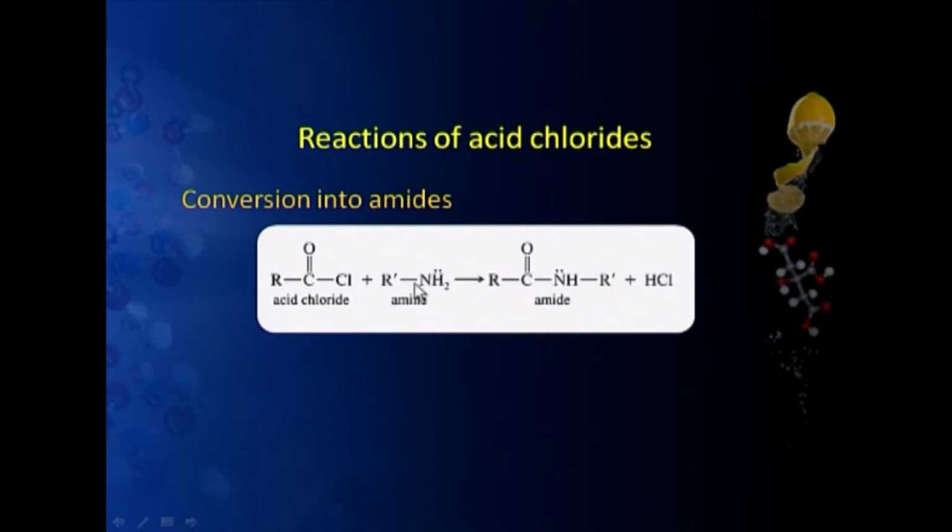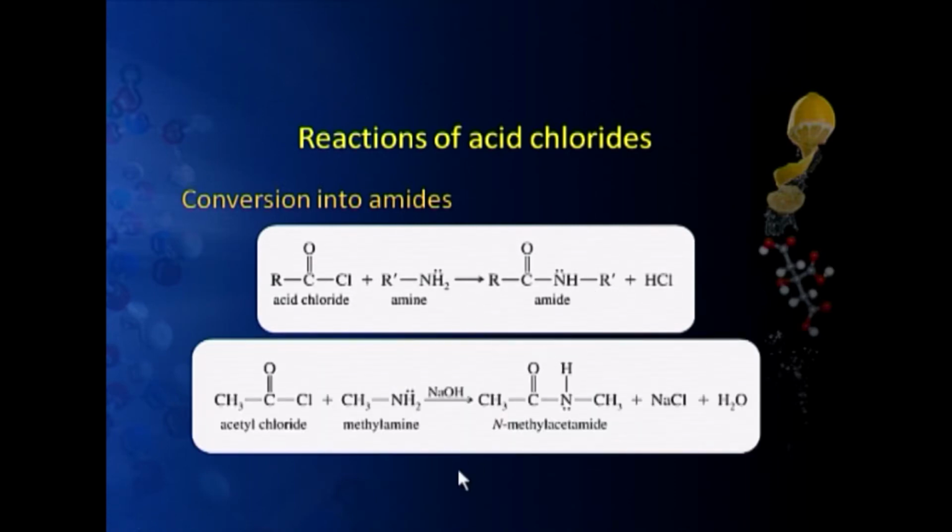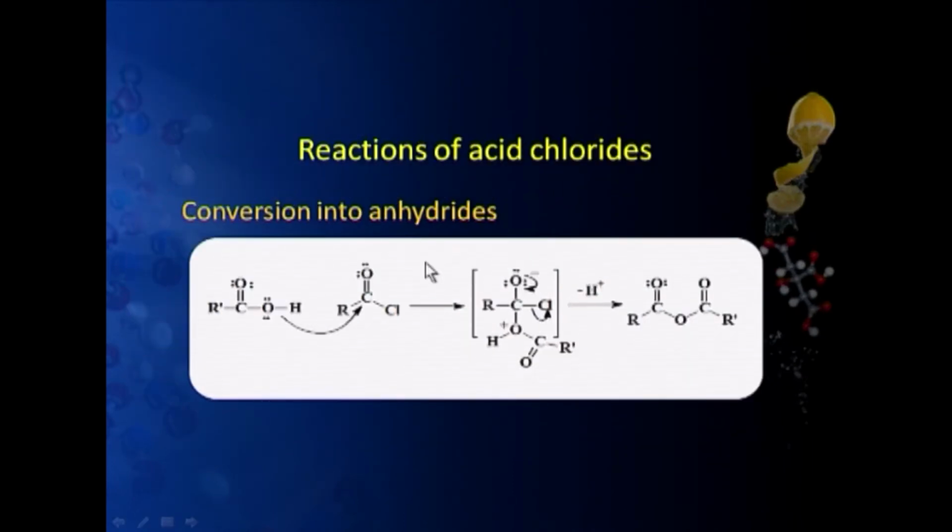Say if it is a primary amine reacting, that is an amine with one alkyl group, then we will end up with a secondary amide. Acetyl chloride reacts with methylamine. Now this nitrogen acting as a nucleophile displaces this chlorine and we get N-methyl ethanamide. A secondary amide is formed. Then we can get anhydrides also from acid chlorides. Acid chlorides react with carboxylic acids.